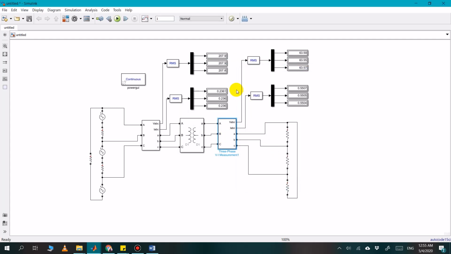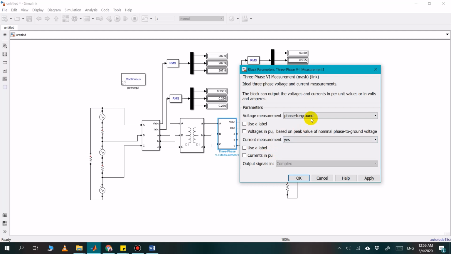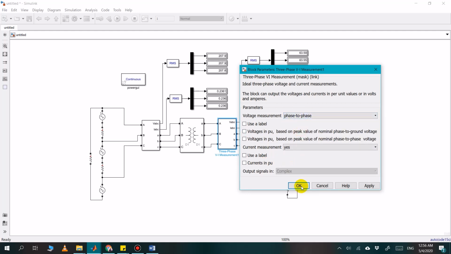As you can see, we have 0.23 at the primary side and 0.57 at the secondary side. This current is much greater if we compare it with the Y connection that we got earlier. So this is the line current. If you want to find out the phase current, then you don't have any option for that. If you select phase to ground, it will not work because there is no ground connection. So you cannot use this option.